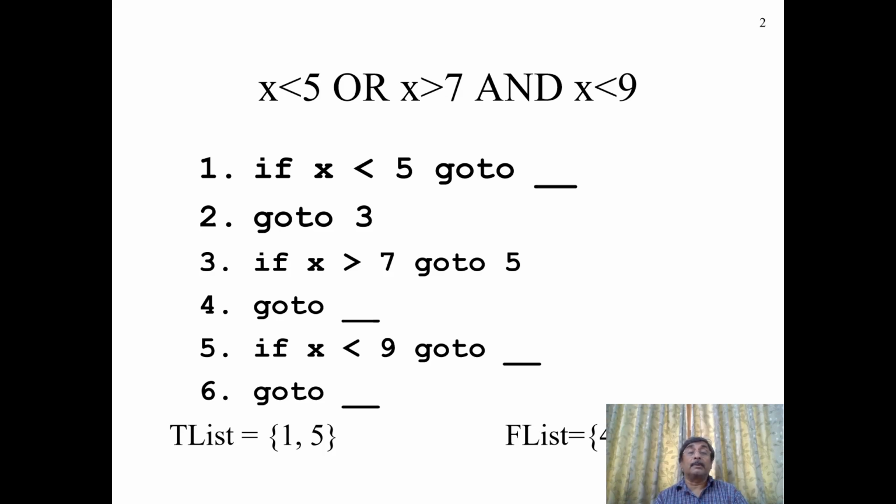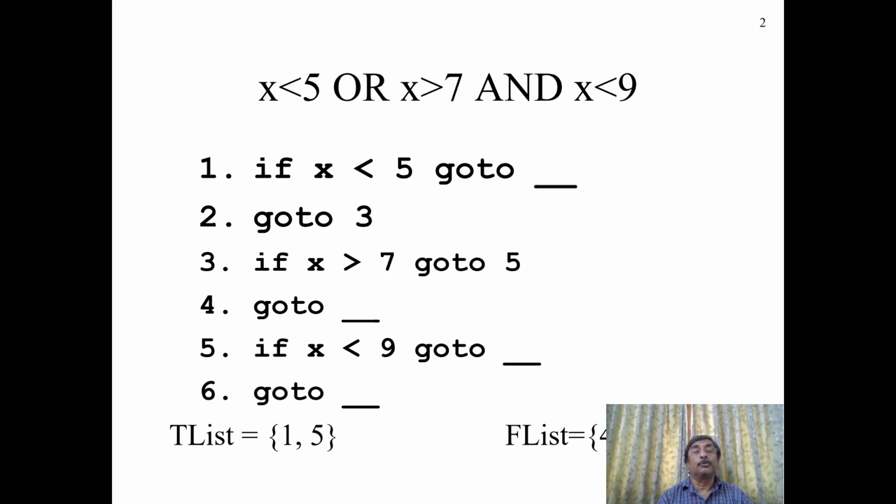So line number, or statement number, or quadruple number 1 and 5 are the go-tos to a target where the control has to go in case the condition is true. So 1 and 5 contain incomplete go-to statements, and they are part of the true list of the entire compound Boolean expression. Now 4 and 6 are go-tos which should be filled up with the target where the control should reach in case the condition is evaluated to false. Wherever control should go, that line number should be used to fill up the incomplete go-tos in line number 4 and line number 6. So the false list of this entire compound expression would be 4 and 6.